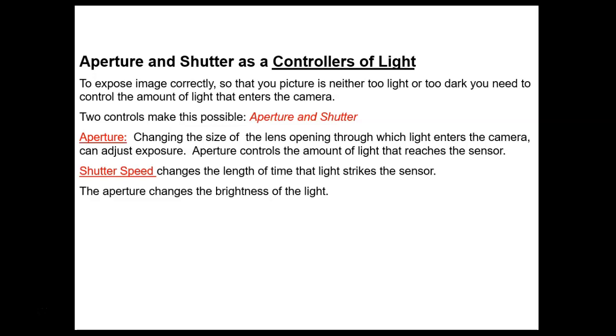For now, we've been putting our camera in program mode or automatic mode, and it's adjusting the aperture and shutter for us. But I want you guys to be able to do it manually if you want. So aperture changes the size of the lens opening through which light enters the camera. And so basically it really controls how much the light is reaching the sensor. So the amount of light based on the opening, whether it's small or large. Your shutter speed changes the length of time that light strikes the sensor. So as long as that shutter stays open, it's letting in more light. So they both control light, but in different ways.